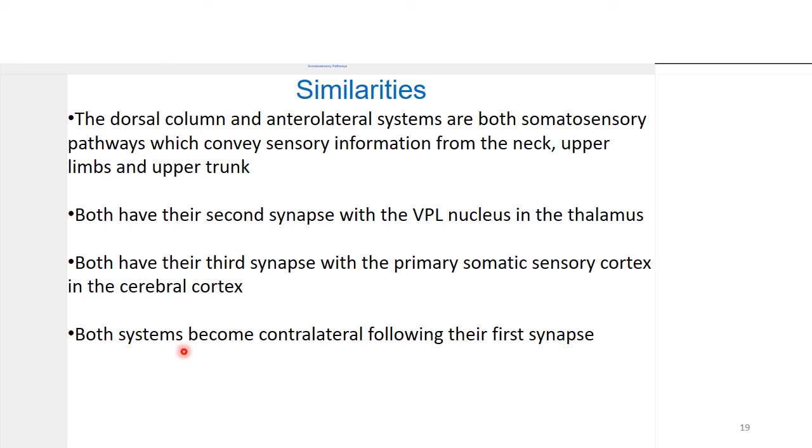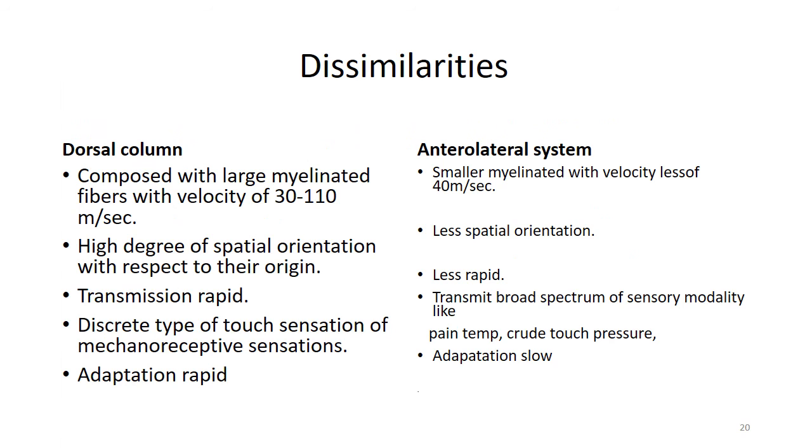Both systems become contralateral following their synapse. And what are the dissimilarities between the two tracts, means dorsal column tract and antero-lateral tracts? It is composed of large myelinated fibers, so the speed or velocity is more. Here it is constituted by smaller myelinated fibers, so the velocity is less.